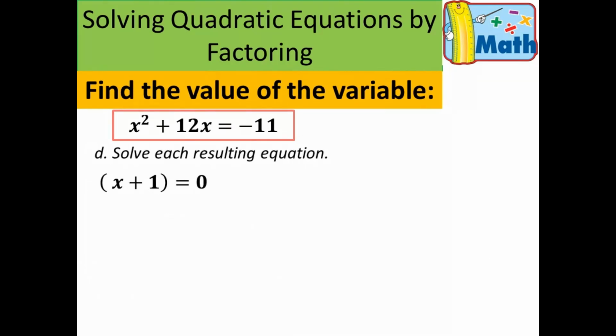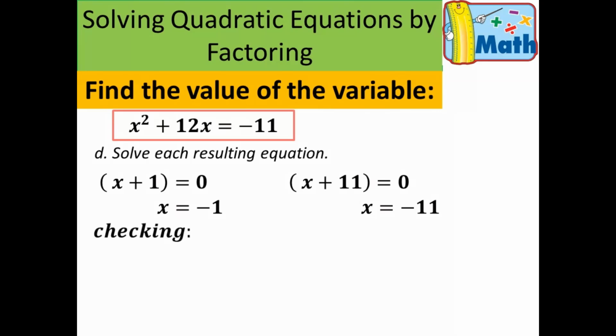First, we have x plus 1 equals 0, and by subtraction property of equality, we have x equals negative 1. Then, we have x plus 11 equals 0, and by subtraction property of equality, we have x equals negative 11. Thus, we have two values of x, and they are negative 1 and negative 11.